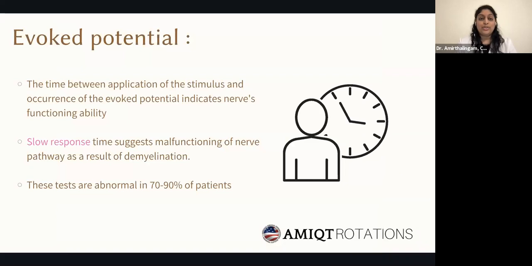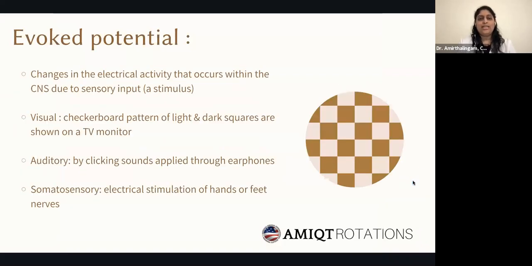And finally, the evoked potential. We know that demyelination of the axon causes slowed response. So the time between the application of a stimulus and the occurrence of the evoked potential is assessing the nerve's functioning capability. The slowed time is characteristically seen in multiple sclerosis, particularly in 70 to 90% of the patients. So how do we do this evoked potential test?